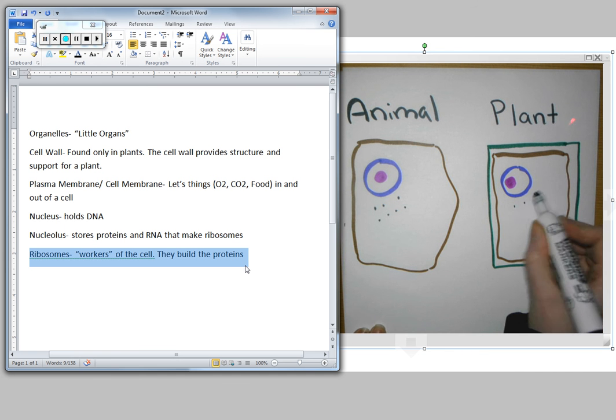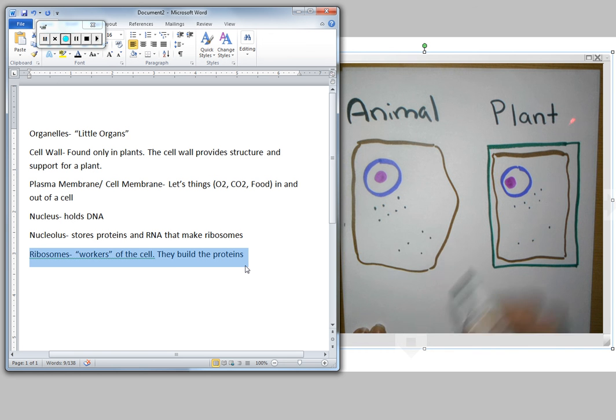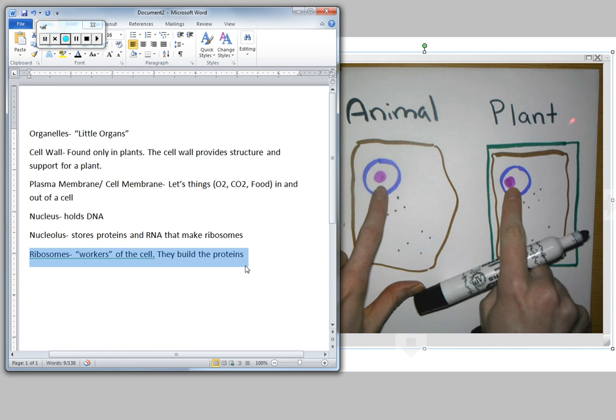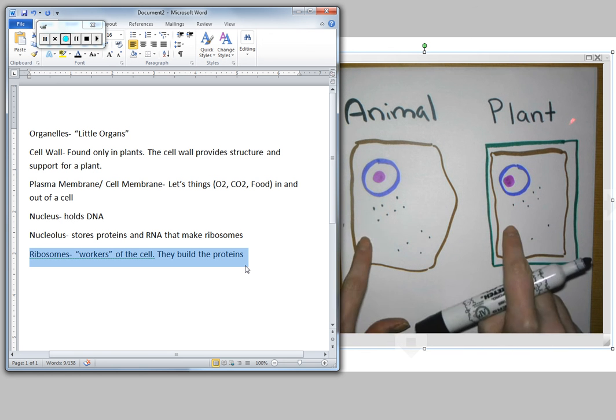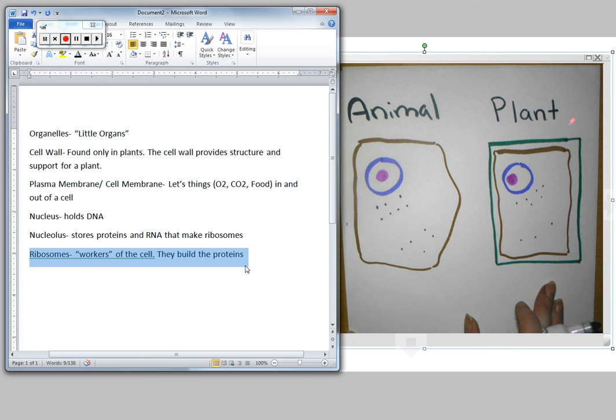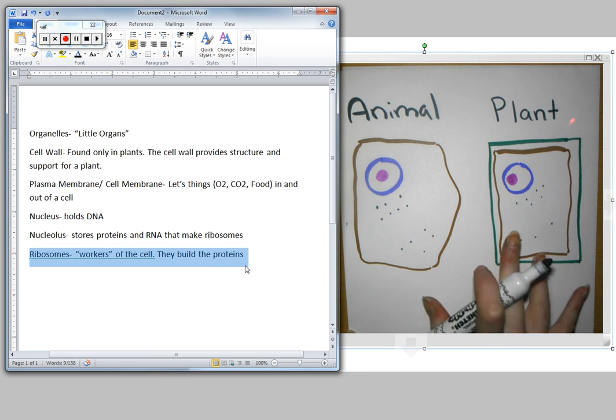So ribosomes build all of our proteins, and they exist both in plant and animal cells, just like our nucleus, just like our nucleolus, and our cell membrane. So far, the only difference we have between our animal and plant cell is our cell wall.